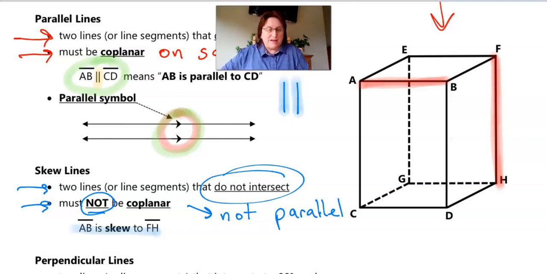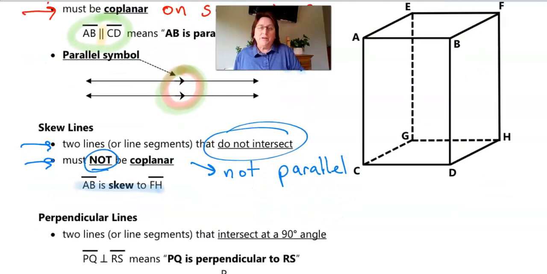Okay, if you guys notice, AB is kind of on this front plane and on this top plane, and FH is on this side plane or on the back. So those are never going to intersect. And they're not parallel, are they? Okay, so there's an example of what skew lines look like. Okay, all right, last one that we're going to do is perpendicular.